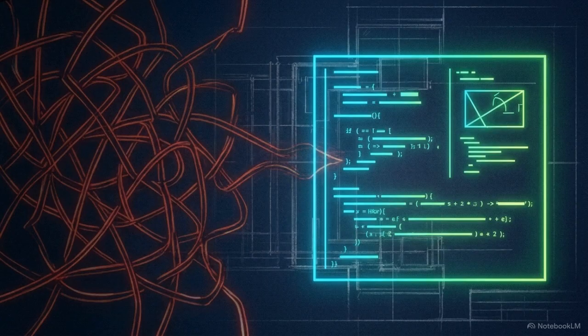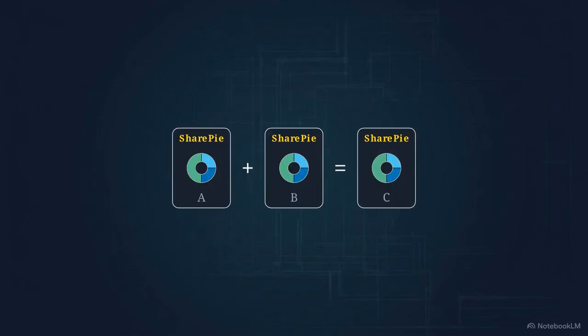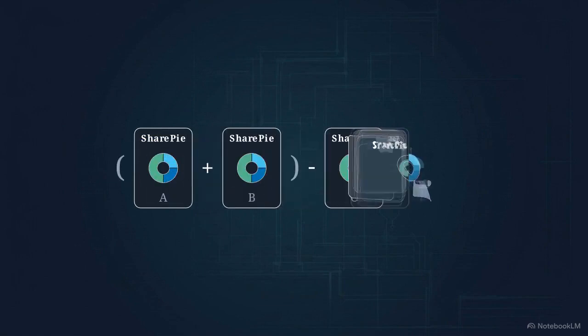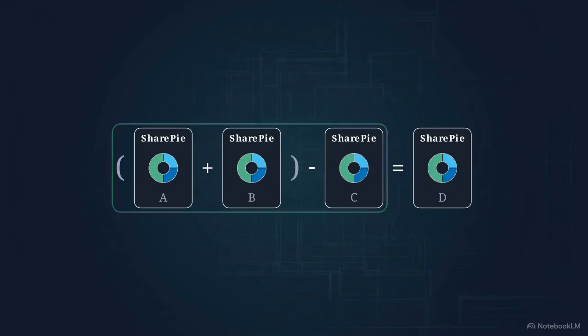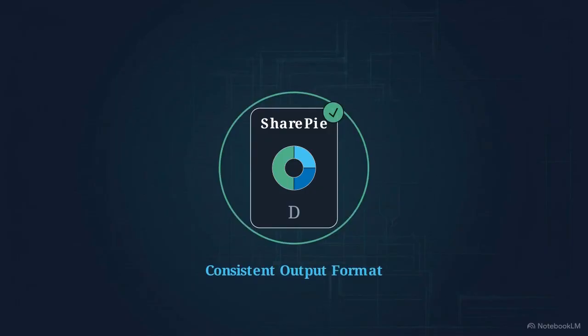We can push this further with closure of operations, where an operation takes arguments of a specific type and returns an output of that same type. This closure enables math-like composition. Complex business rules can be chained safely, knowing the output format is always consistent.